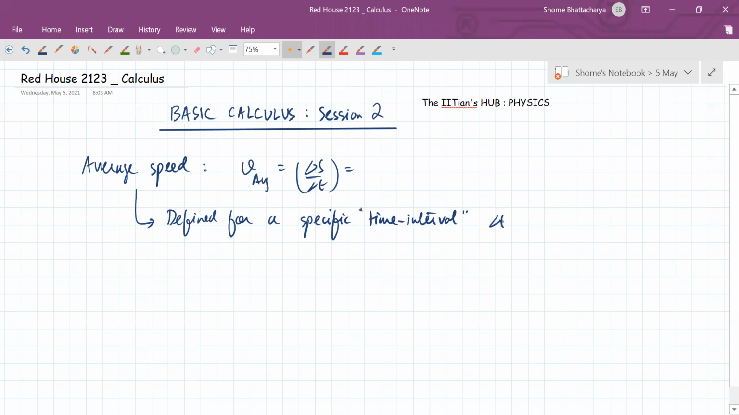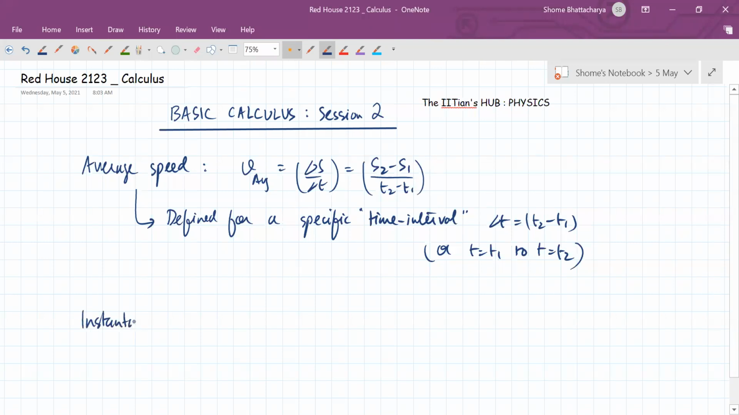Let's say that is delta t equal to t2 minus t1, or t equal to t1 to t equal to t2, this kind of time interval. So that becomes the distance covered in that time interval divided by the time itself. Okay. Whereas the other thing, the instantaneous speed, we saw that this is the more tricky one to define, because this is defined for an instant, or at an instant of time.